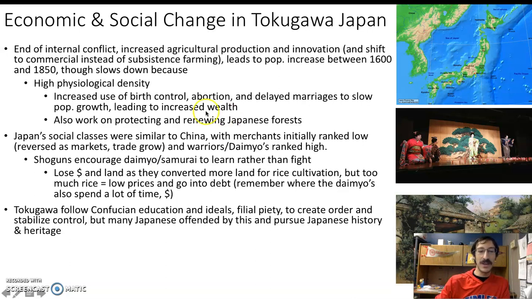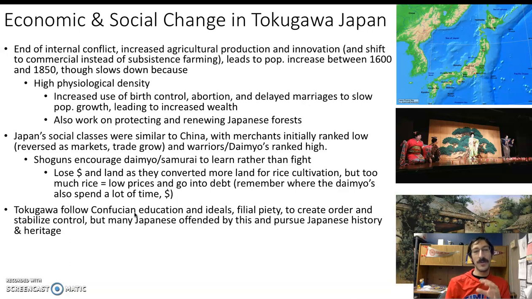So as we just briefly mentioned a minute ago, the Tokugawa follow Confucian education and ideals. Okay, filial piety follows here. Again, the idea of the whole family status and respect, in order to create and stabilize control of the area. Because, again, they don't want Japan falling back into areas of civil war or clan warfare.